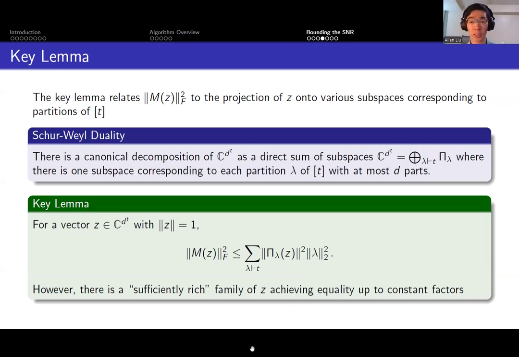This inequality seems to go the wrong way because, again, we want to maximize the norm of M of Z. However, the key is that the equality cases in this lemma will guide our solution to the optimization problem. There is a sufficiently rich family of Z achieving equality in this inequality, and understanding this family of Z achieving approximate equality will be crucial for the design of our POVM.